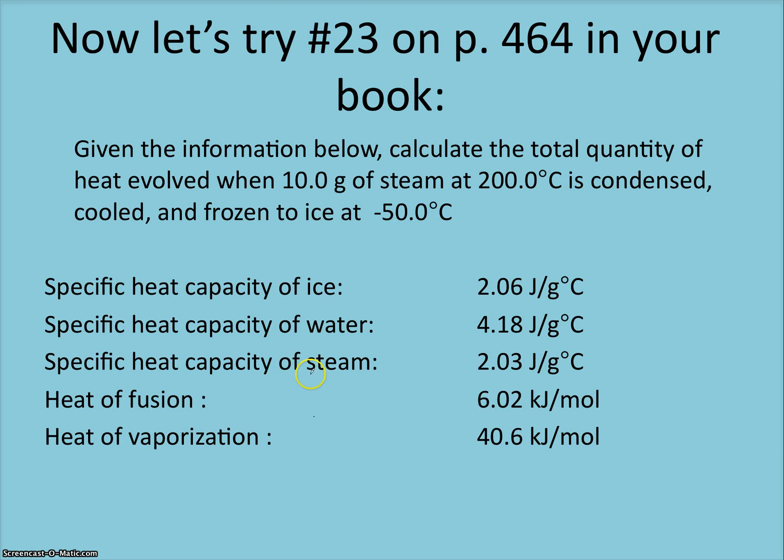So if we look at number 23 that you had for homework this week, it asked you to calculate the total quantity of heat evolved for 10 grams of steam starting at 200. You're going to condense it, cool it, and freeze it down to ice at -50. So when you first read this problem, you could think it just used the formula for heat. You have a huge temperature change, but you have to remember that you're on the heating and cooling curve, and we're going to actually end up using all of these constants to solve this problem.